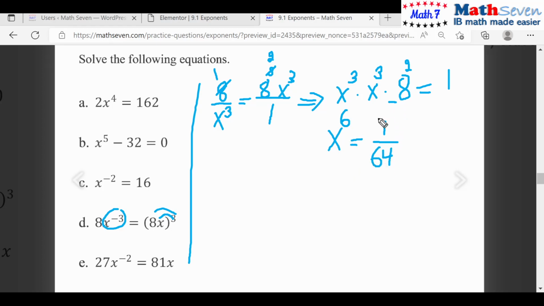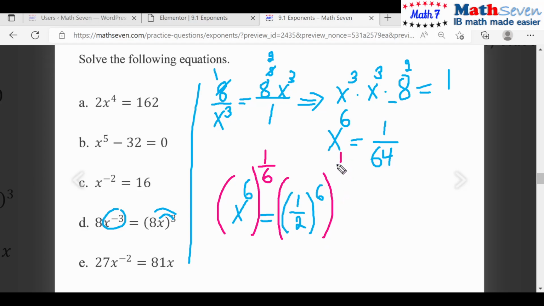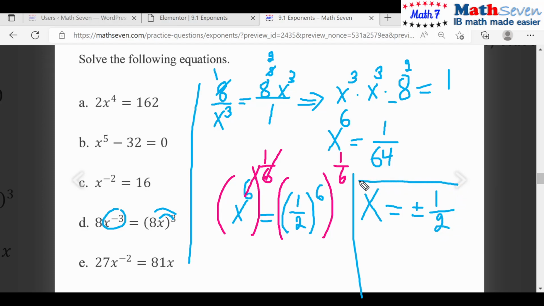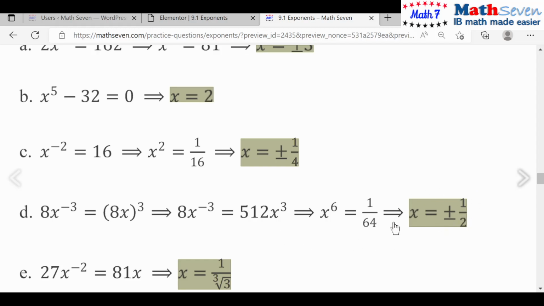So what is 64? I can write 64 as 1 over 2, all of it to the power of 6. Now I can raise both sides to the power of 1 over 6. Remember, this is an even power. Look what we get: this and this cancel out. That means x equals plus or minus half. That's the answer. Now let's check the mark scheme. Exactly. They did it in a different way, but again, we get the same answer.